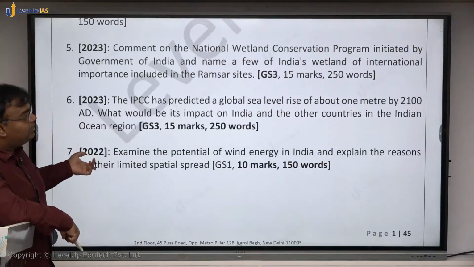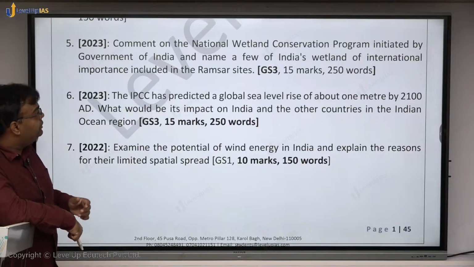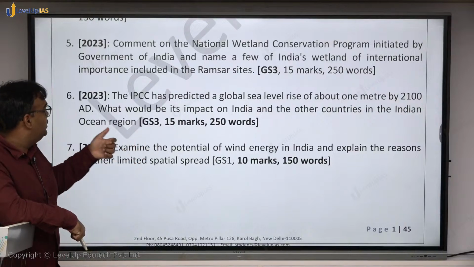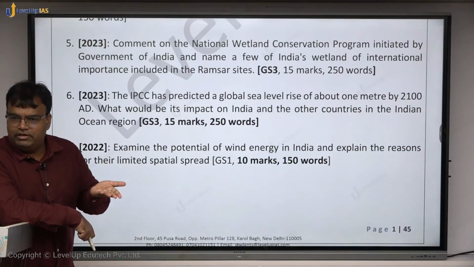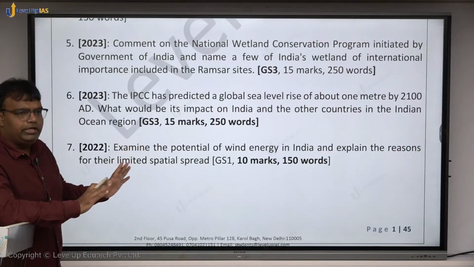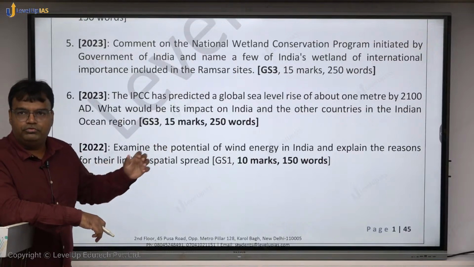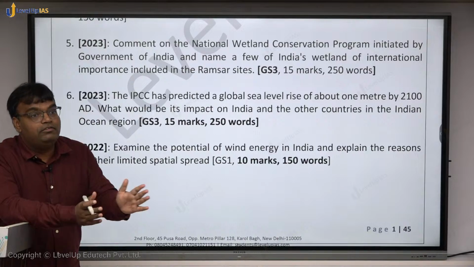IPCC has predicted a global sea level rise of about 1 meter by 2100. What would be its impact on India and other countries in the Indian Ocean region? So basically, they are not asking you to critically analyze it. What is going to be its impact? Because it's a 250 word question, we'll also try to ensure that we are talking about how to deal with that.